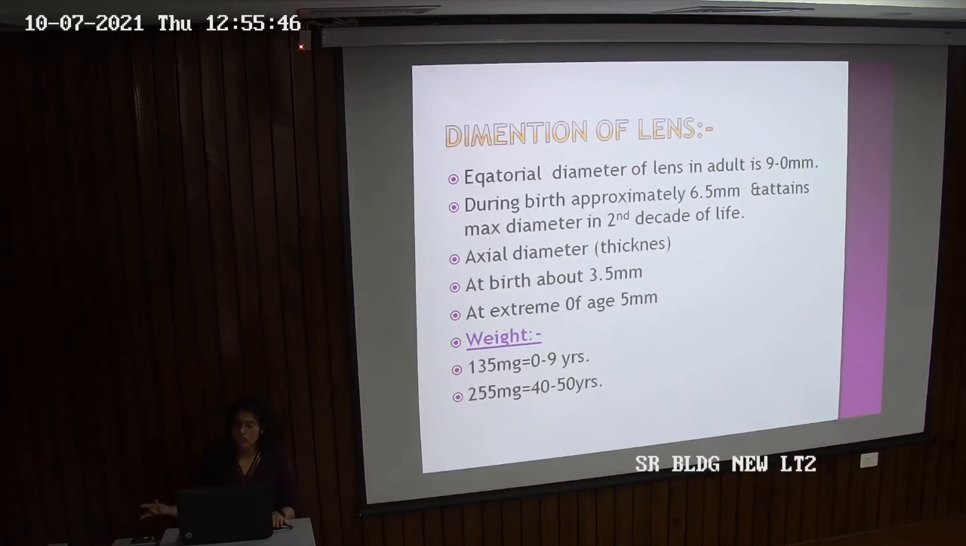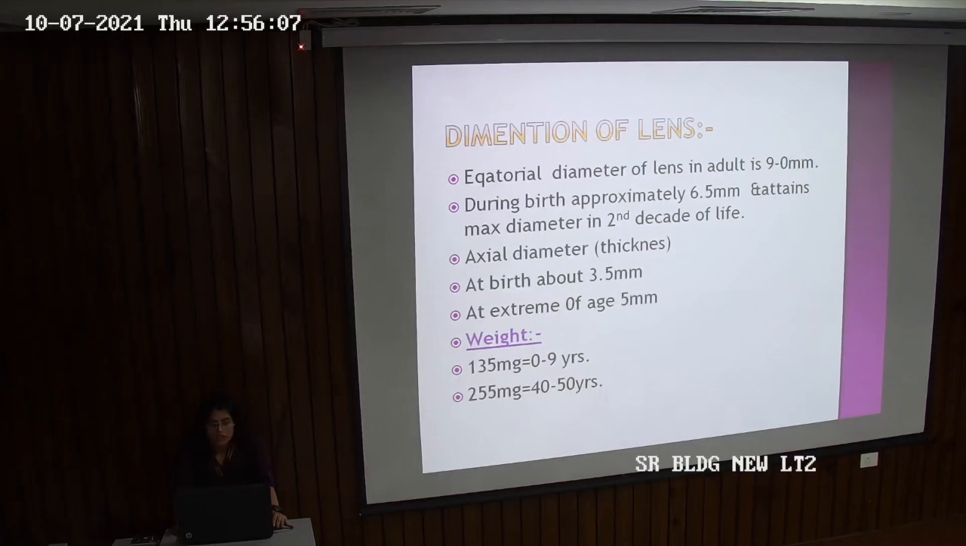So this actually further, like in the second decade of life I have mentioned. Axial diameter means I'm talking about the thickness of the capsule here basically. So at birth it's 3.5 mm, and at extreme aging it's about 5 mm. Now the weight also varies, and different books have written it differently.